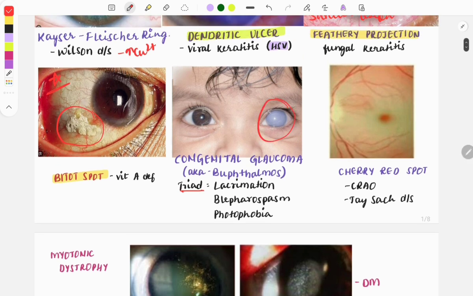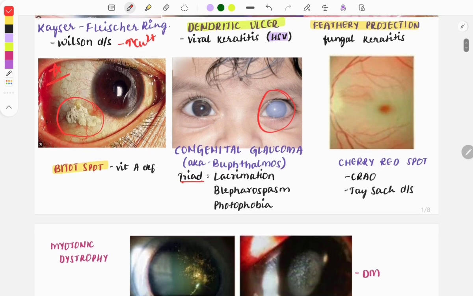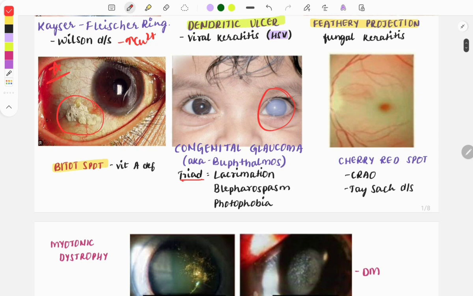As you can see here, the eye of a child has become opaque. And there will be features like excessive watering and the eyes look bigger than normal. So congenital glaucoma, a very important topic, and questions are regularly asked even on the treatment. So along with the images, this clinical case kind of questions are also asked on the congenital glaucoma.